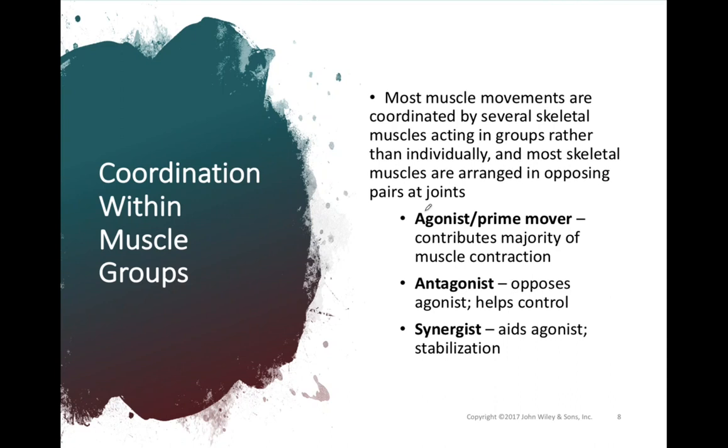So if I now want to take my hand back to the anatomical position, the agonist is now going to become the triceps brachii, and the antagonist is now going to be the biceps brachii. The definitions of these words solely depend on the muscle movement that is being facilitated. And almost all of our muscle movements are going to be facilitated by the coordination of muscle groups and more than one muscle rather than just one muscle on its own.